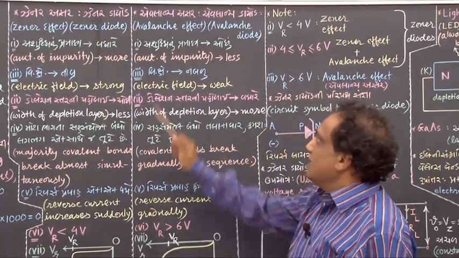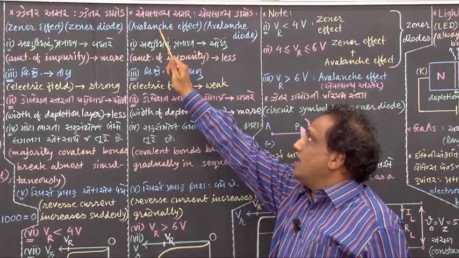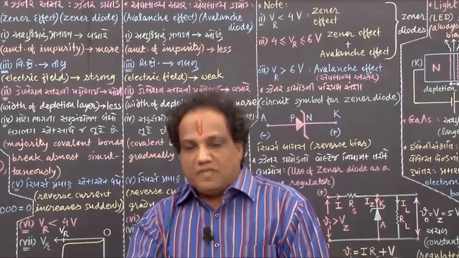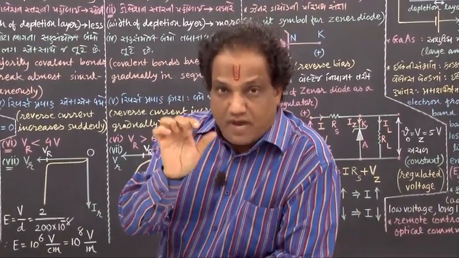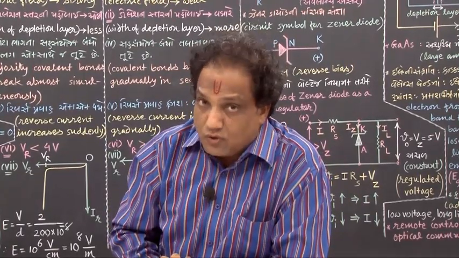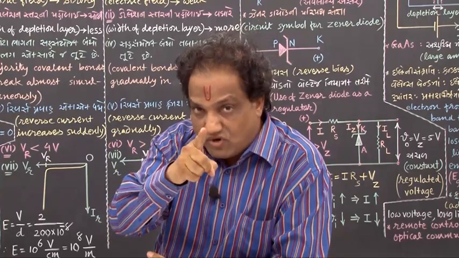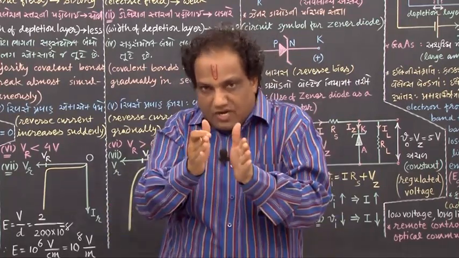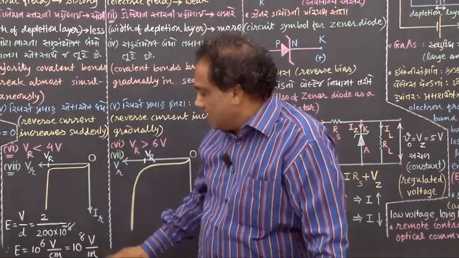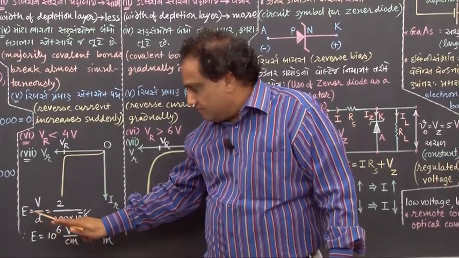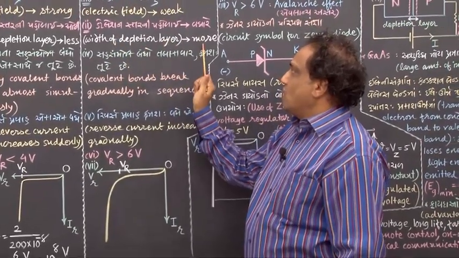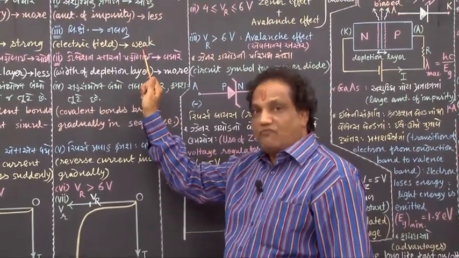Now let us see another effect which is called the avalanche effect. What is that? I am showing you. If you keep the amount of impurity less while preparing the PN junction diode, then in case of less impurity, the depletion layer is found to be very wide. So the width of depletion layer is more, and if the width is more, then the electric field will be weak.